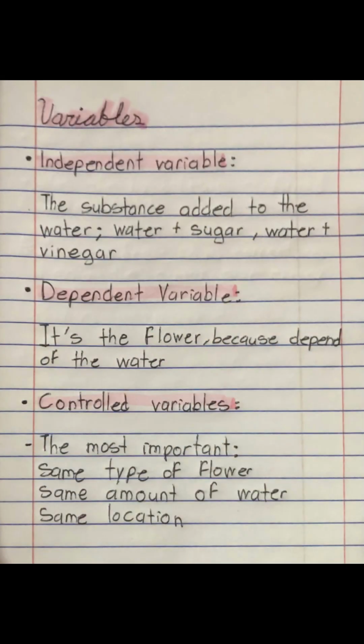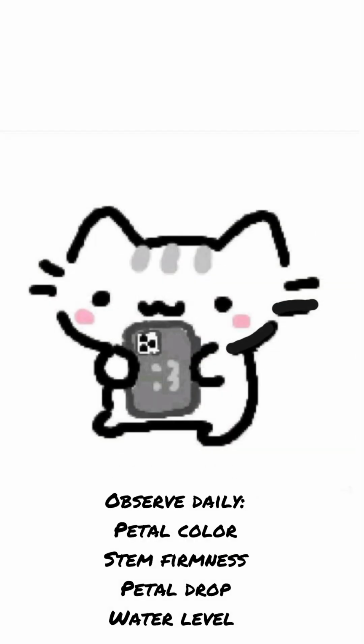Before we continue, we need to know that we have 3 types of variables. Independent variable, that is the substance added to the water. The second one is the dependent variable, that is the flower, because it depends on the water. And last, controlled variables. The most important are the same type of flower, the same amount of water, and the same location.